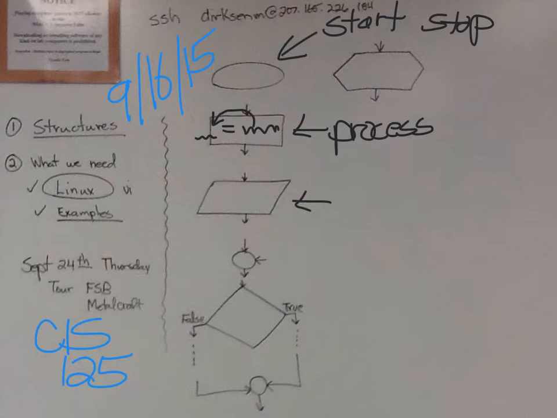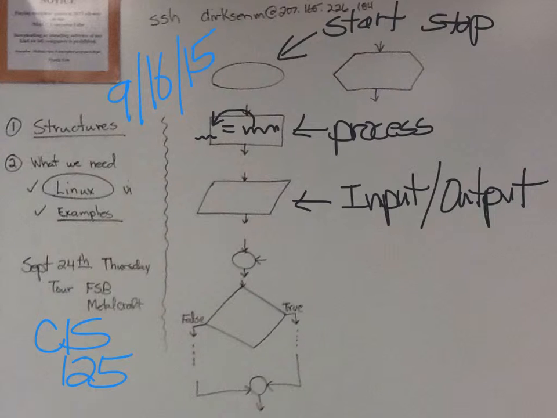This is the box we use for input and output. So in our cases we would use the word input. For output we usually use the word print. This is a connector. We connect things together. There's one also down here.